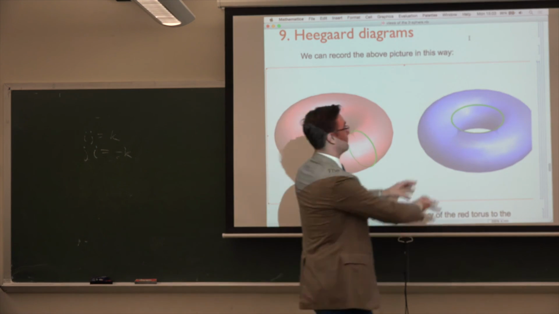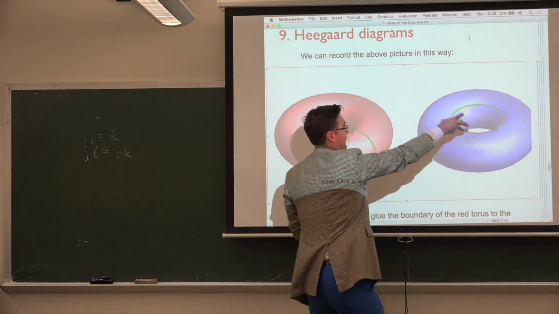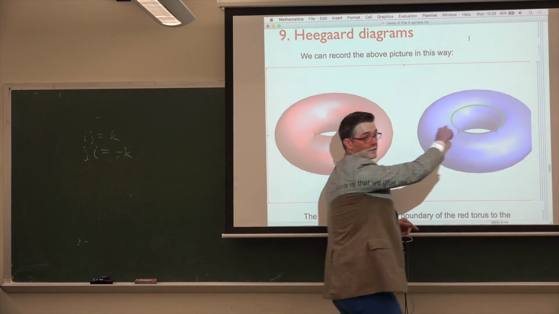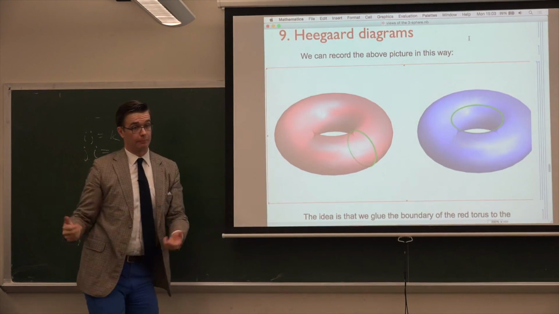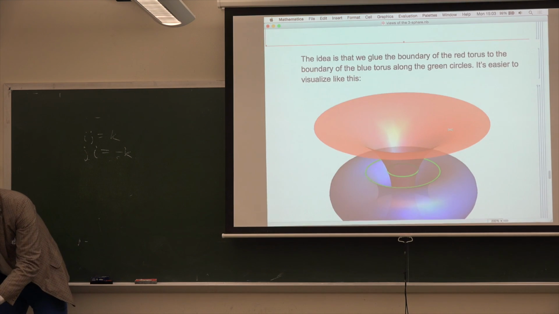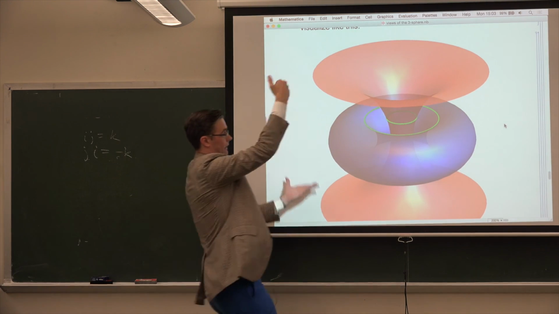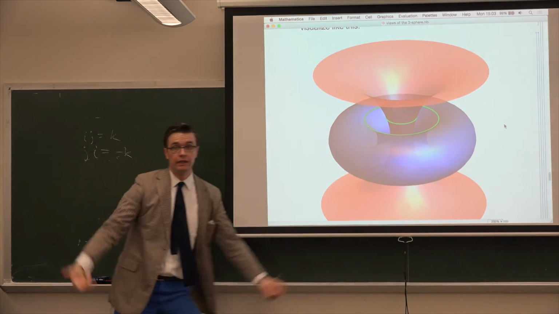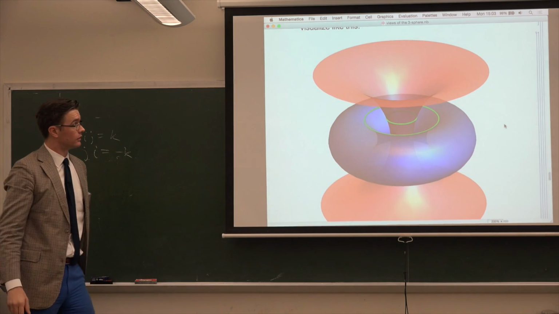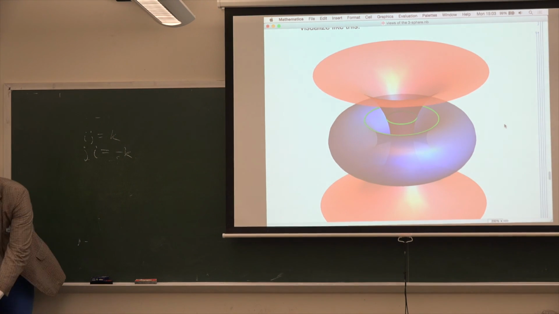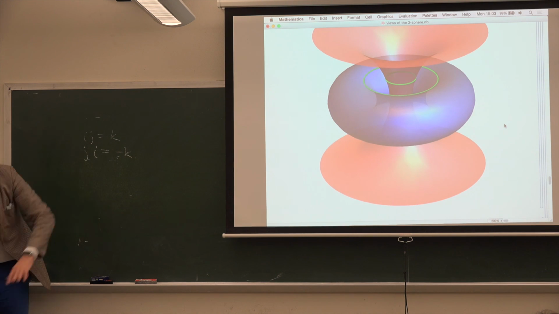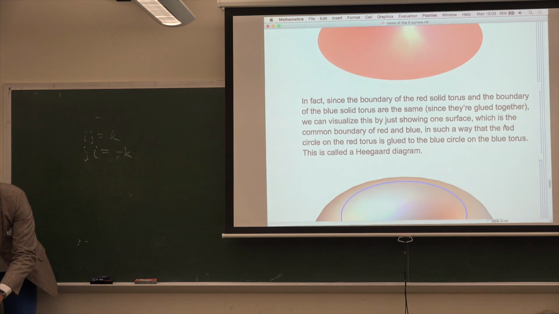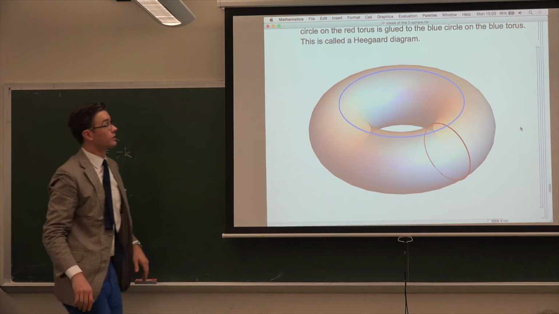So what did I do, right? I had my blue torus, and then I glued the red torus to it in such a way that this green circle here was glued to this green circle here, and everything was sort of wrapped around from there. So again, this was the picture, right? If you do it in that more symmetric way, this green circle on the red is glued to this green circle on the blue, and everything else kind of gets wrapped around. And so it turns out that those two green circles tell you all the information that you need about how to build this space. So what you can actually do is you can just record.